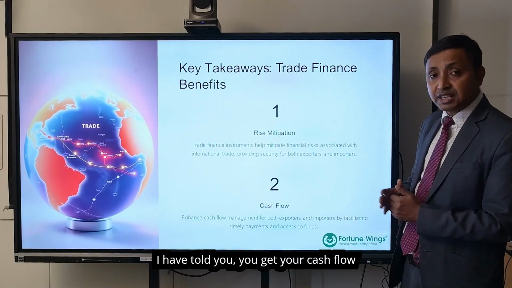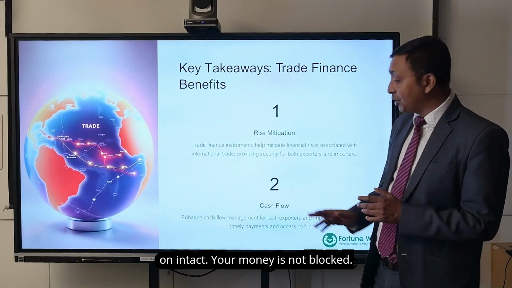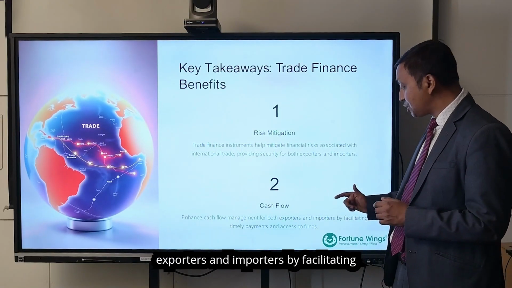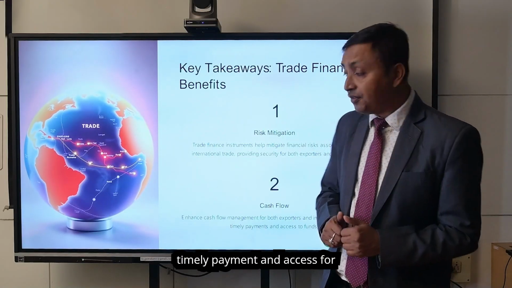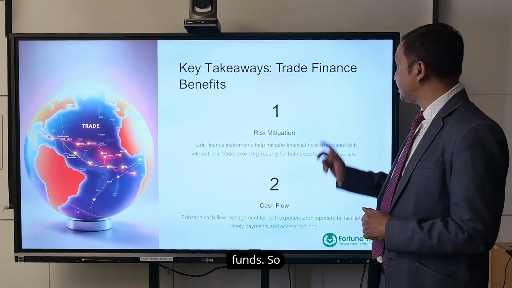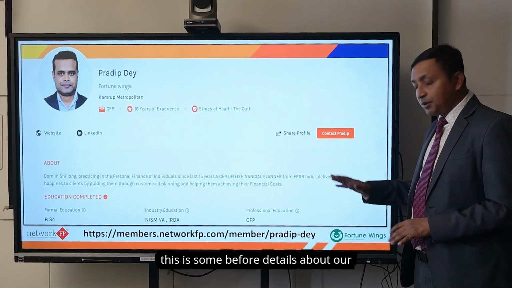Number two, cash flow. As I've told you, you get your cash flow intact. Your money is not blocked. Enhance cash flow management for both exporters and importers by facilitating timely payments and access of funds.